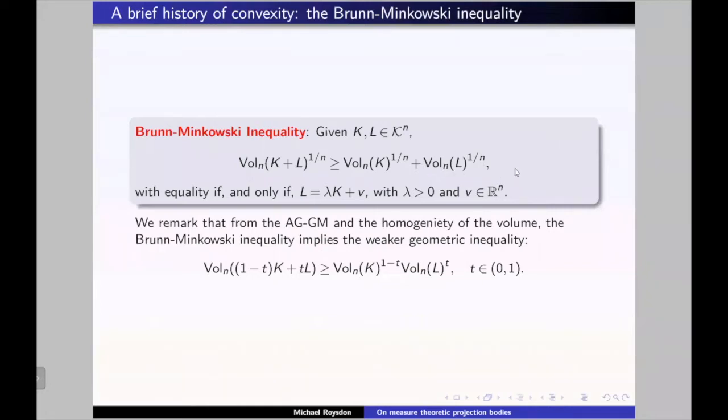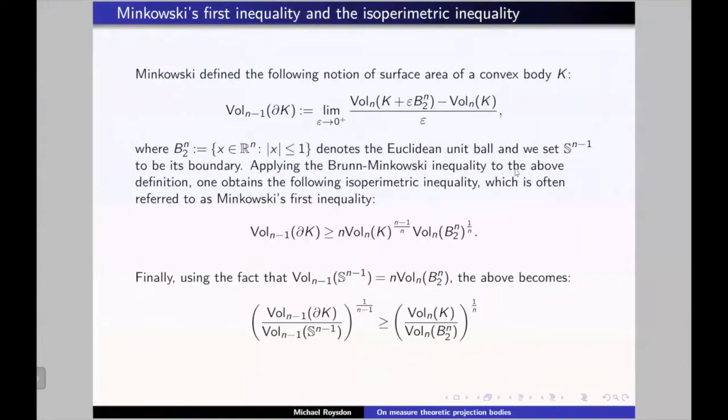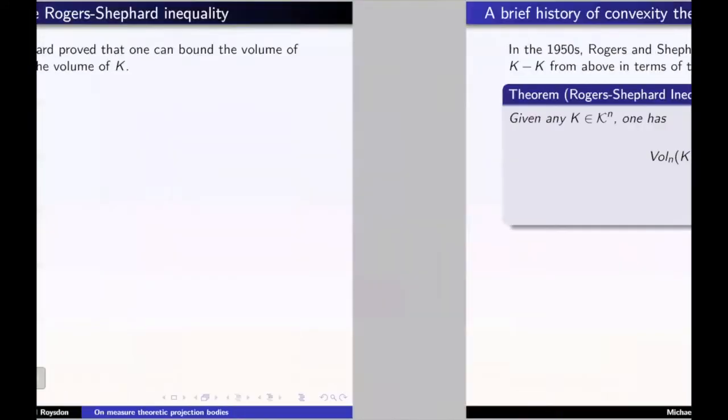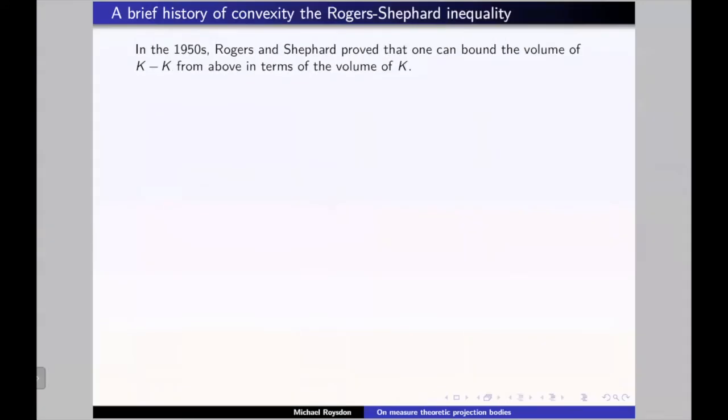volume is even. So this just says that the volume of the difference body K plus negative K to the 1/n is bigger than or equal to twice the volume of K to the 1/n. And it's this form of Brunn-Minkowski that actually exhibits a reverse form.